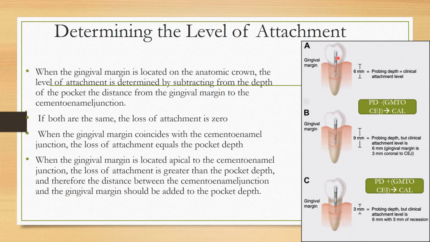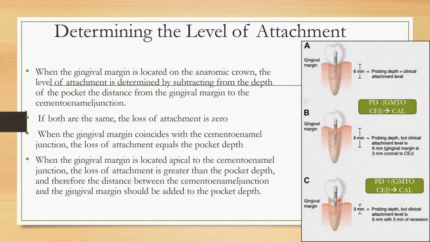In the diagram you can see that here the gingival margin is at the CEJ, so the pocket depth and the clinical attachment level will be equal, that is 6 mm. Here you can see there is coronal migration of the gingival margin, so it is above the CEJ. If it is 3 mm above the CEJ and the pocket depth is 6 mm, then the clinical attachment level will be 9 mm. So the probing depth will be more than the clinical attachment level.